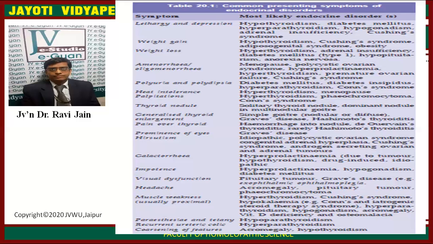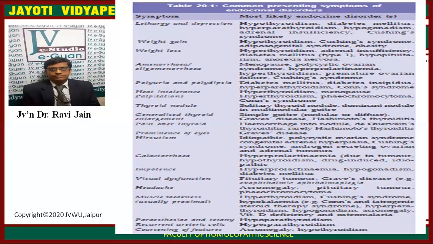In case of hirsutism, it can be idiopathic. It can be seen in polycystic ovarian syndrome, PCOS, congenital adrenal hyperplasia, Cushing syndrome, androgen secreting ovarian and adrenal tumors. In case of galactorrhea, we can think of hyperprolactinemia due to tumor, hypothyroidism, drug-induced, idiopathic. In case of impotency, we can think of hyperprolactinemia, hypogonadism, diabetes mellitus.